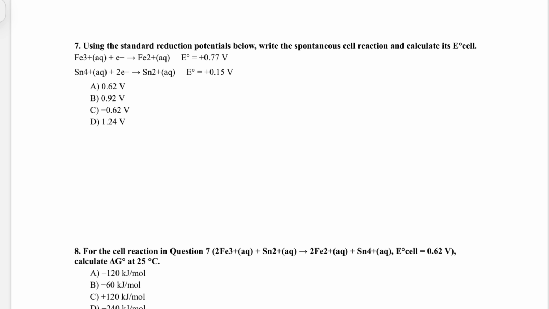Okay, question 7. Using the standard reduction potentials below, write the spontaneous cell reaction and calculate its E cell. So what we have to do is write the redox equation. So remember that the higher reduction potential is the one that's going to proceed forward, and that's the one with iron. So I'll write this as it is right now. And then the one with the lower E naught has to be flipped. So this is what the two equations will look like.